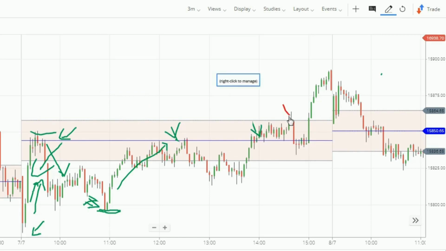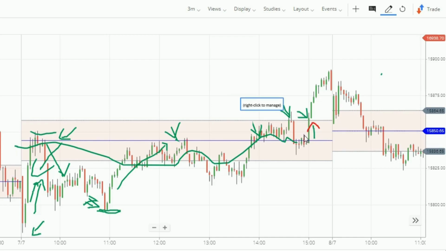and resistance here. If I had been in this situation, I would have waited for the CPR breakout to take the trade. So I would not have taken the trade during this entire phase, and I would have waited for the CPR breakout.